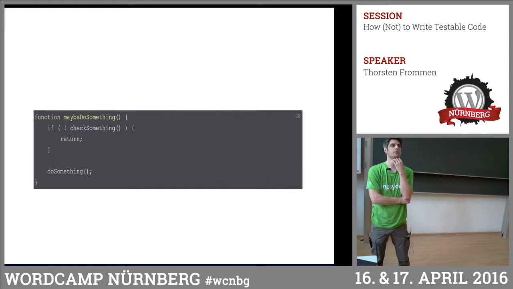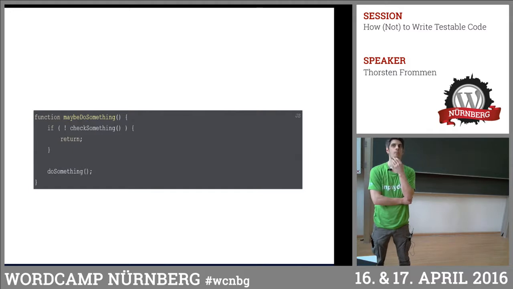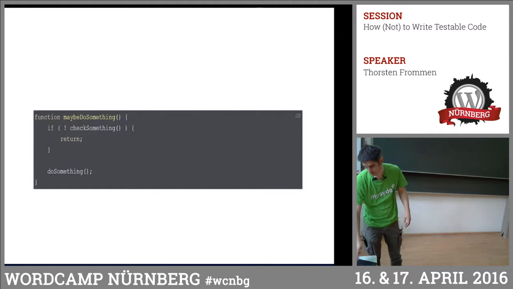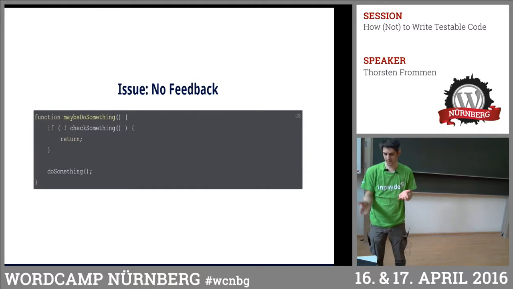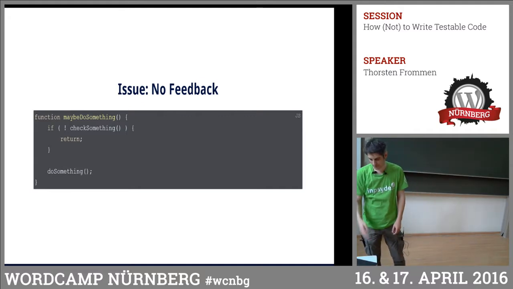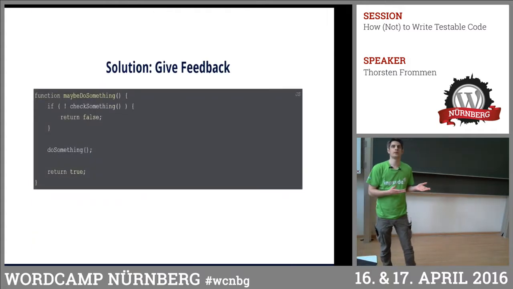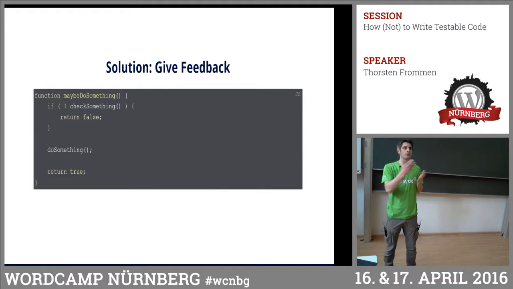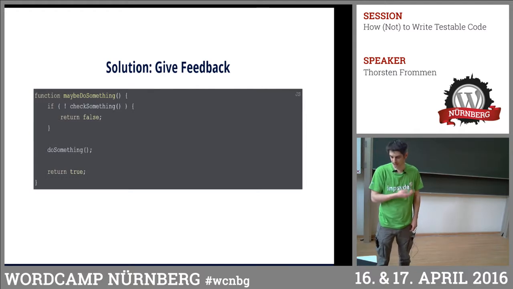What's the problem with that function, if I want to test that function? Any idea? Yeah, exactly. There's no feedback given. I call that function, and I don't know if checkSomething is returning true or false, or if doSomething was called or not. So the solution to that is just give feedback. If you're early returning and you don't have return values in your function, just use a Boolean return flag for whether the actual thing that you're expecting your method to do was done or not.